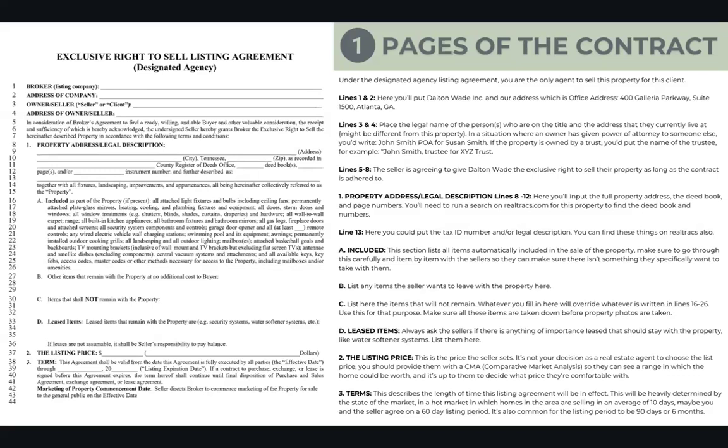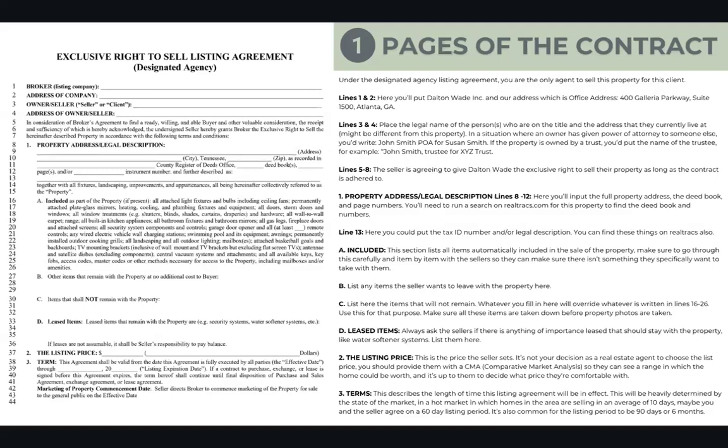Number 2, we have the listing price, and this is the price the seller sets. It's not your decision as a real estate agent, obviously, to choose the list price. All you can do is provide them with a CMA. You want to give them as much education on it and as much information as possible, and give them a good picture of the range in which their home could be worth. And then it's up for them to decide what they're comfortable with.